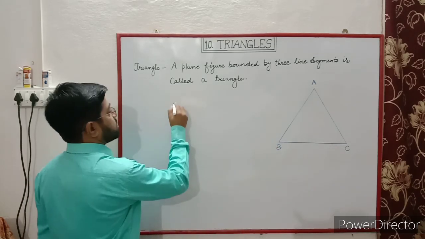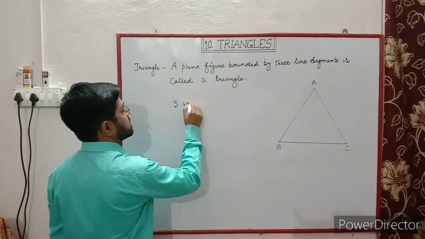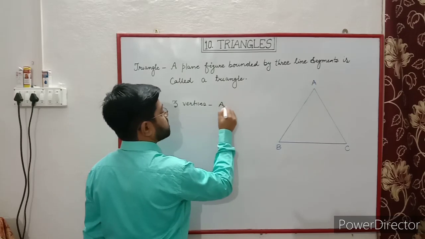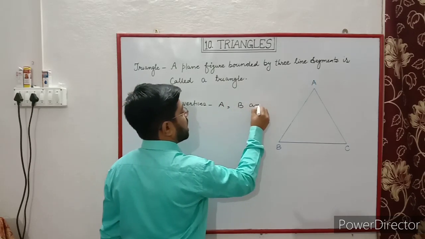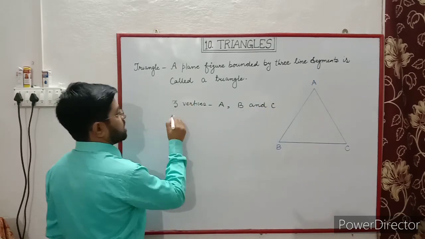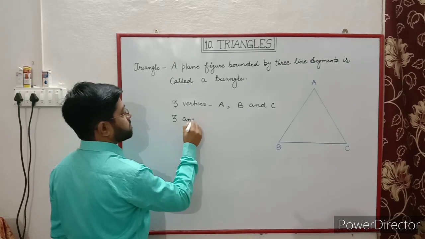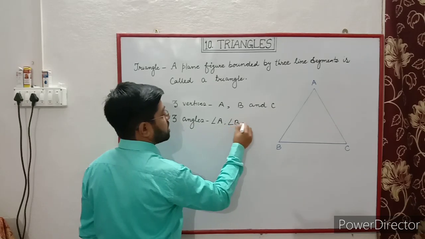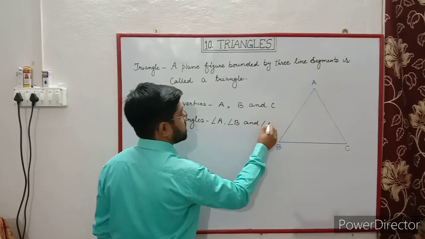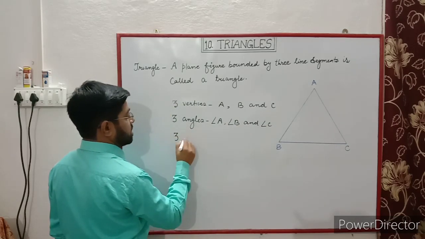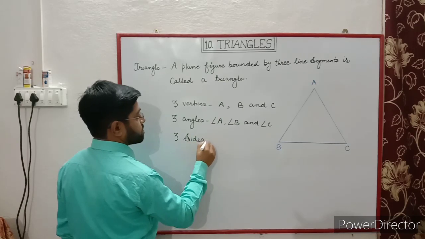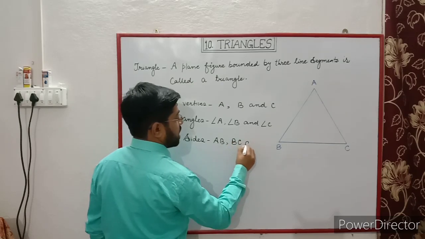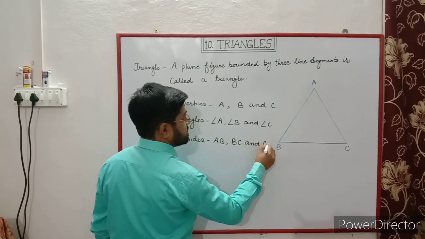In a triangle, three vertices. First vertex A, second B, and third C. Now three angles, angle A, angle B, and angle C, and three sides, side AB, side BC, and side CA.